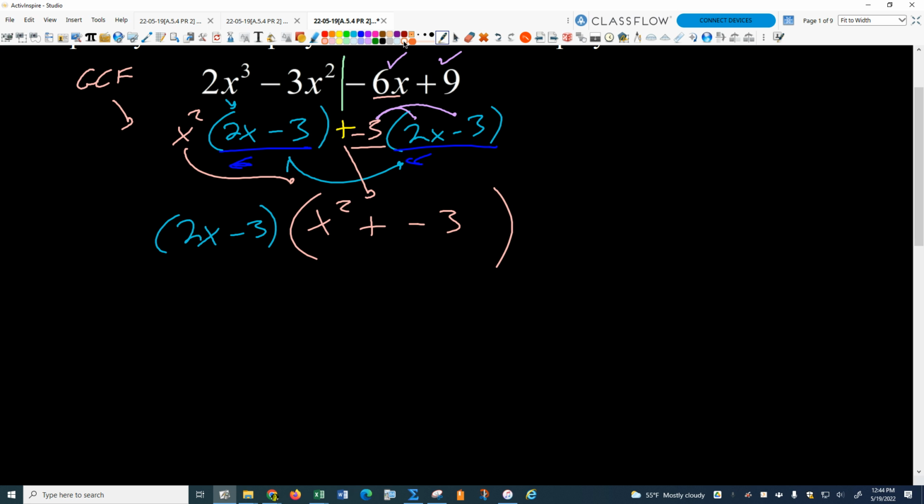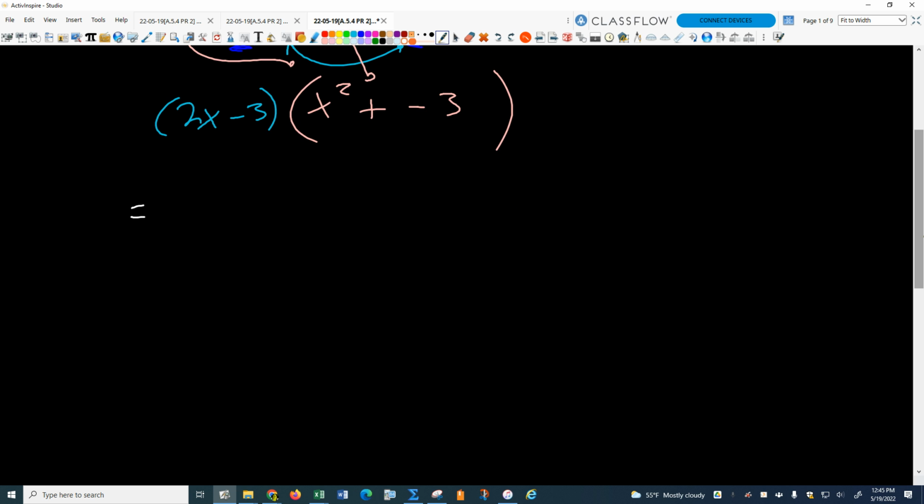We're done with the grouping now. If we just clean that up just a little bit, we get 2x minus 3. And how would I say x squared plus negative 3? X squared minus 3. So we're done with grouping. Now the question is just, are we done with the whole thing?